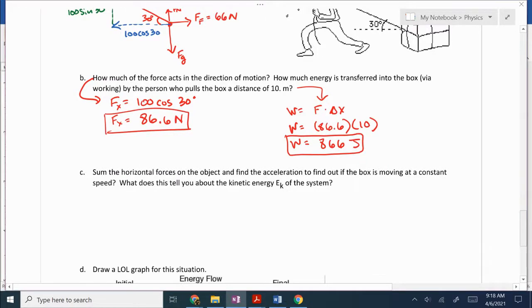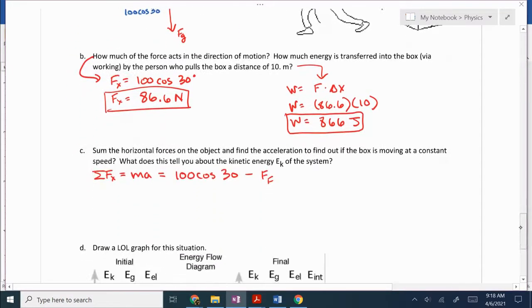Next, it says sum the horizontal forces on your object and find the acceleration to find out if the box is moving at a constant speed. What does this tell you about the system? Okay, sum the forces in the x direction, set it equal to ma because the thing is accelerating. Forces to the left, we have our 100 cosine 30 minus the forces in the other direction, which would be that 66.